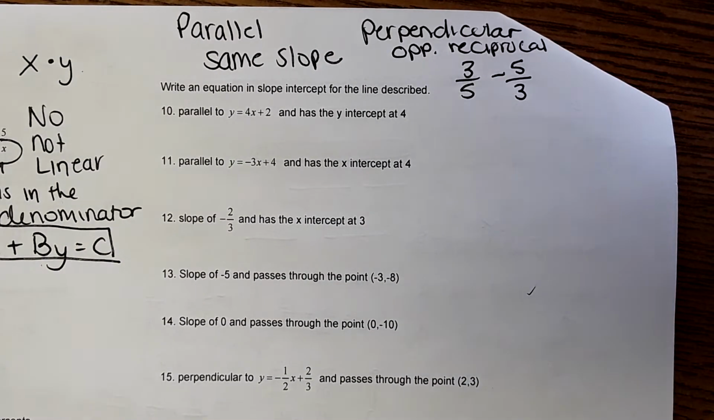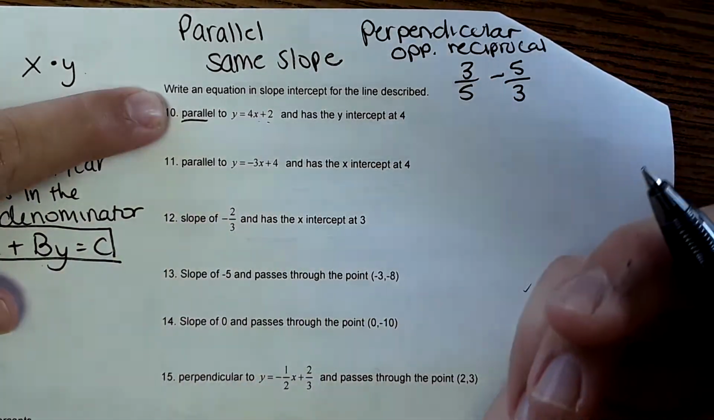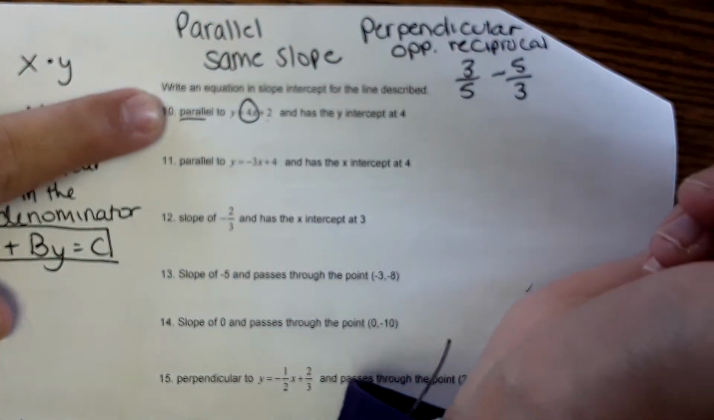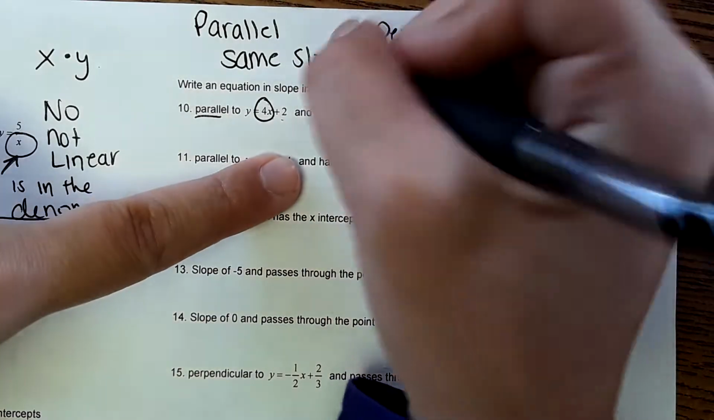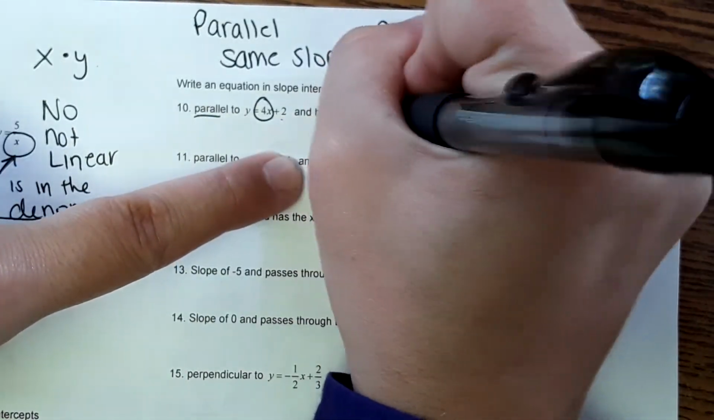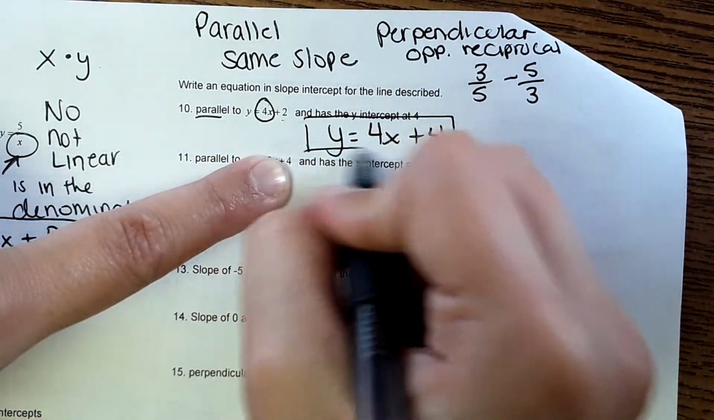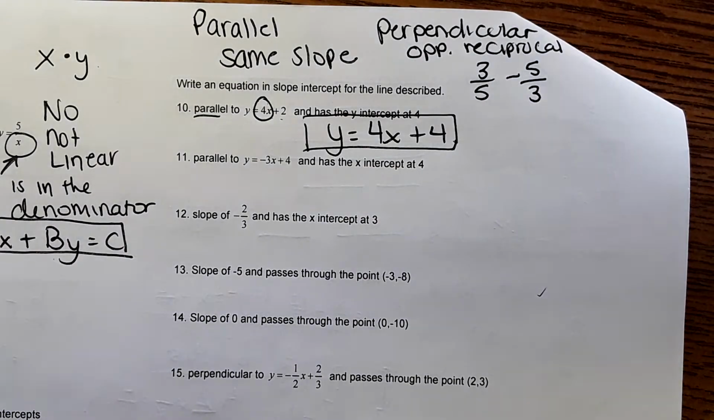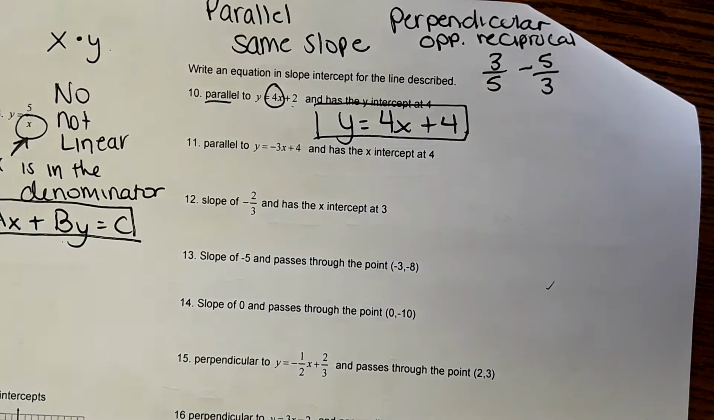Okay. For the first one, it says a line parallel to this line and has a y-intercept of 4. So parallel, you would have the same slope. And then a y-intercept of 4, that's just going to go right in the equation. So for the first one, it's pretty simple. y equals 4x plus 4. And we're done. It doesn't stay that easy, but that's just an easy example. It should stay that easy, but it doesn't.